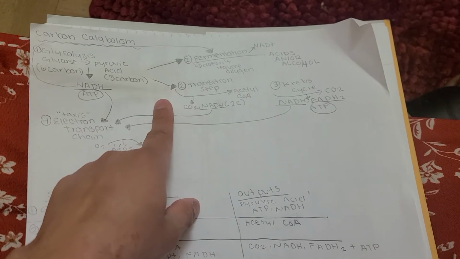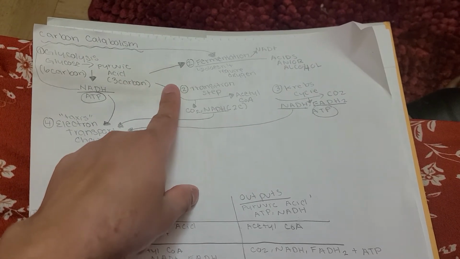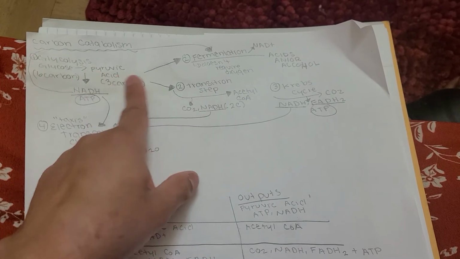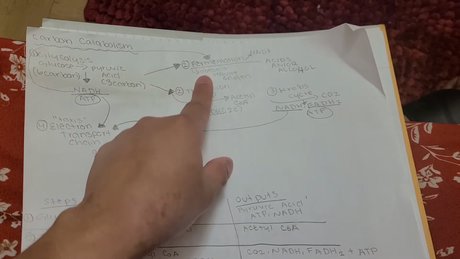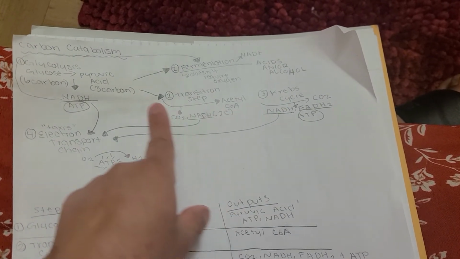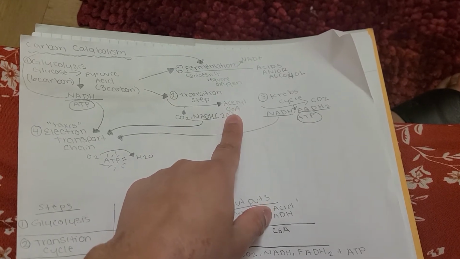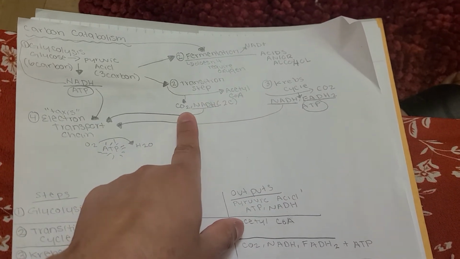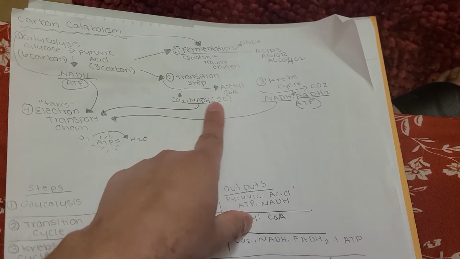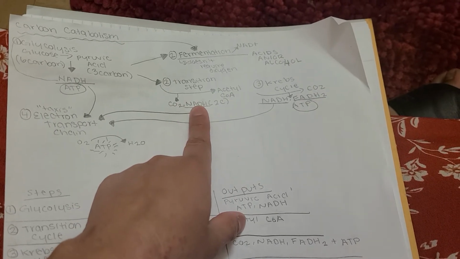There are 2 different pathways that pyruvic acid can go through after glycolysis. This could either be fermentation or transition step. In transition step, pyruvic acid is broken down into acetyl-coenzyme A and carbon dioxide. Acetyl-coenzyme A has 2 carbons and carbon dioxide obviously has 1.